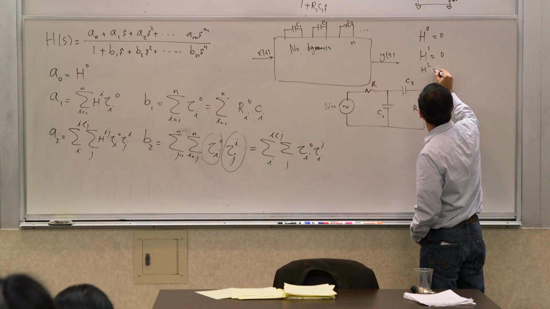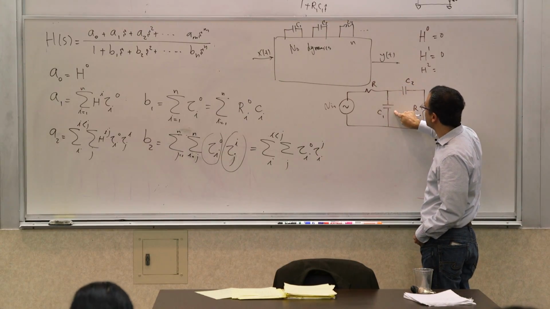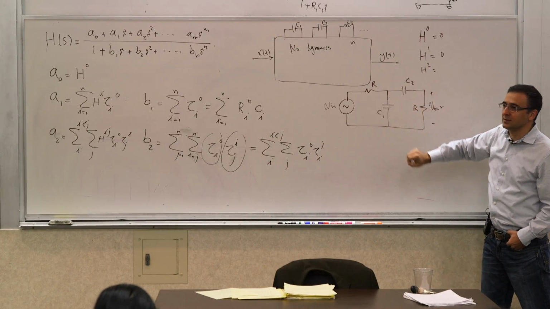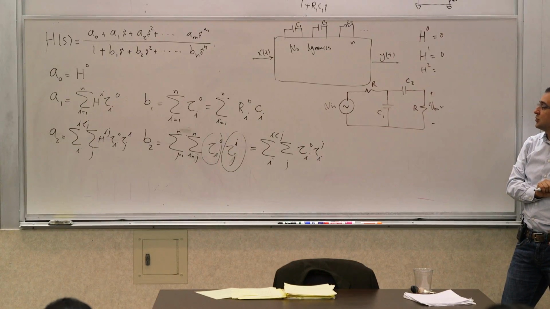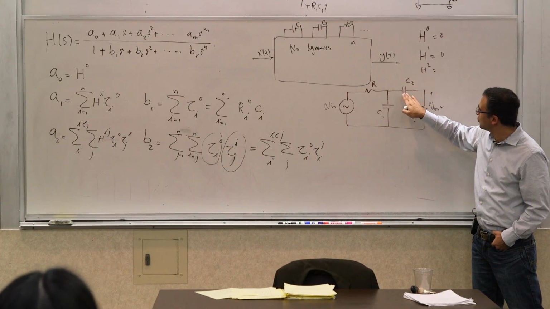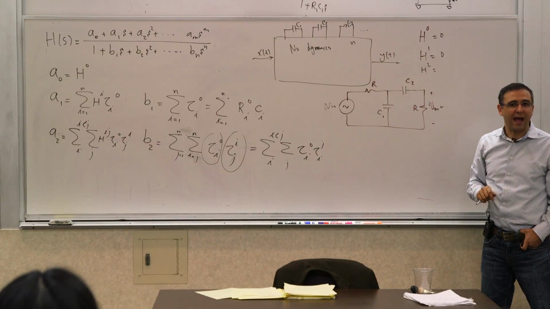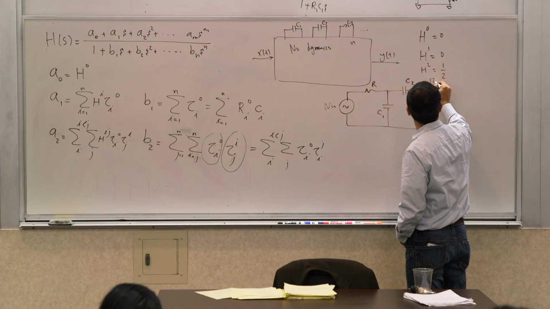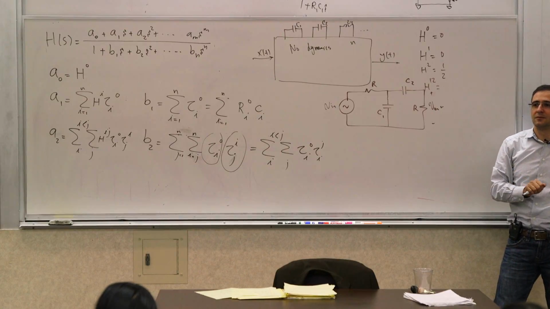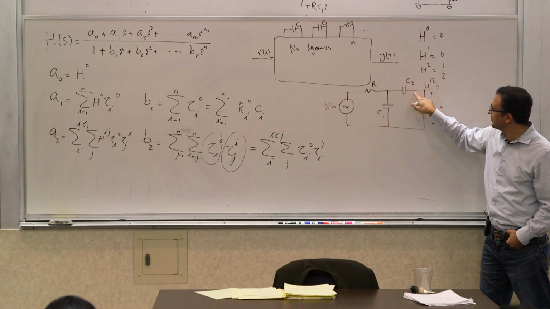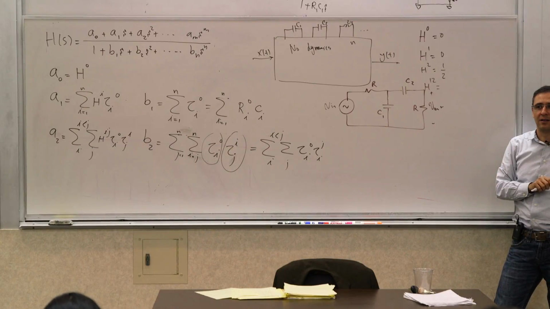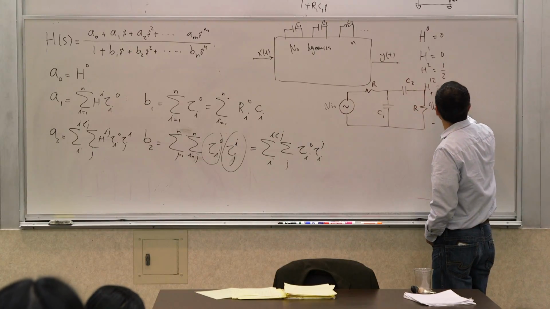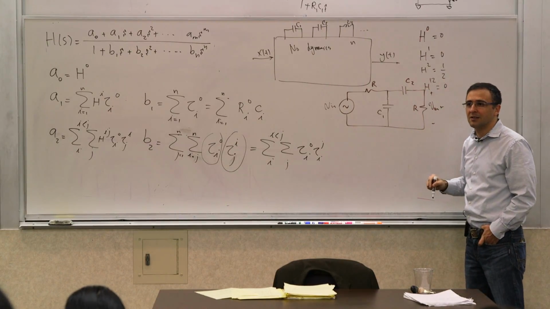Now, how about H2? When C2 is infinite valued and C1 is zero valued. Meaning this is short, this is open. What is H2? If this is open and this is short. 1/2, right? Because you have a resistive divider between these two. And what is H12? Meaning that when both of them are infinite valued. If this is shorted and this is shorted, what's the output voltage? 0, right? Because this is shorted across here, so nothing makes it to the output. So that's 0. So out of all these things, there's only one non-zero term.